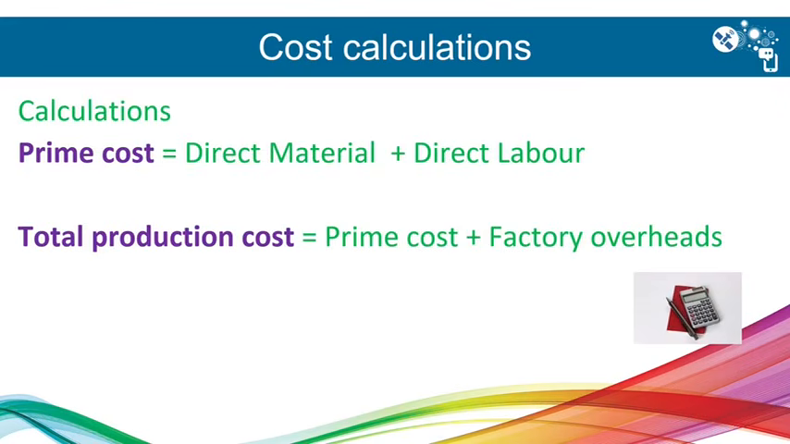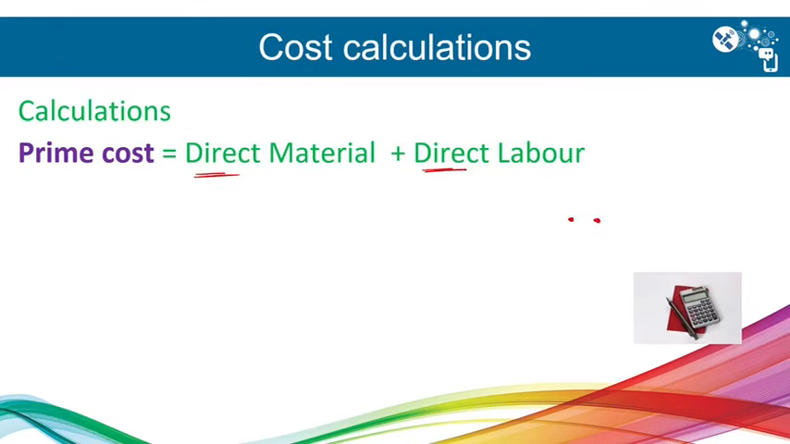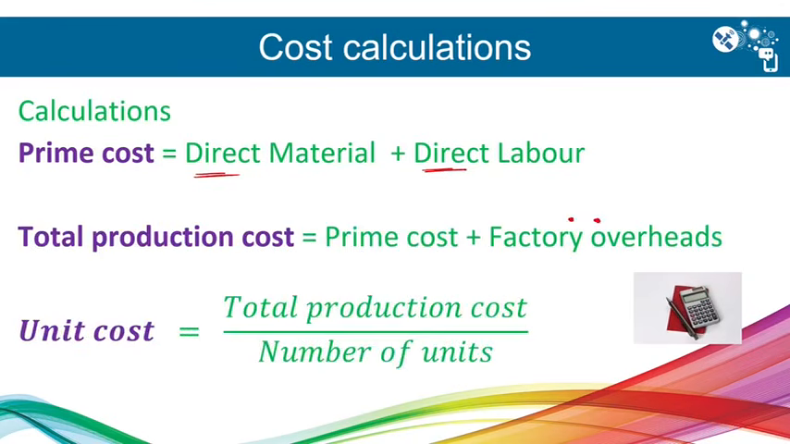Material can be direct or indirect, and labor can be direct or indirect. Prime cost is the direct costs, and the indirect labor and indirect material are included in the factory overheads. And then lastly, the unit cost is the total production cost divided by the number of units that you produced. So then you can calculate how much it costs you to produce 1 unit of the product, so that you can then add your markup percentage to calculate your selling price.